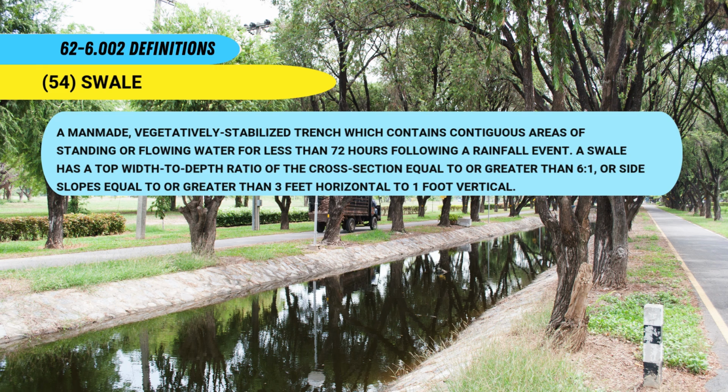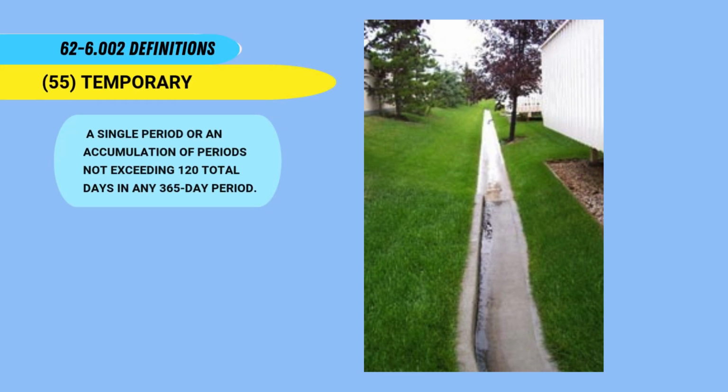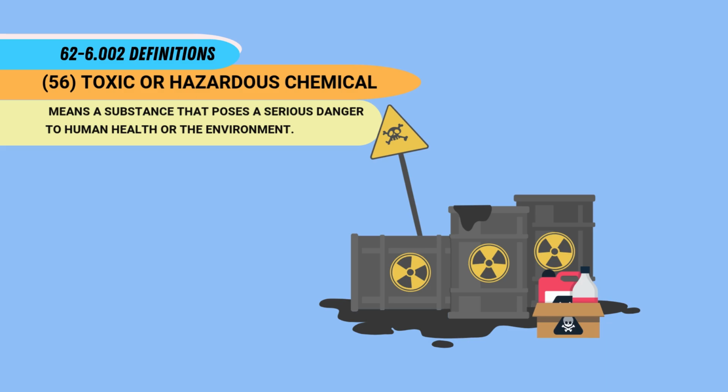A swale has a top width to depth ratio of the cross-section equal to or greater than 6:1, or side slopes equal to or greater than 3 feet horizontal to 1 foot vertical. 55. Temporary. A single period or an accumulation of periods not exceeding 120 total days in any 365-day period. 56. Toxic or hazardous chemical. Means a substance that poses a serious danger to human health or the environment.